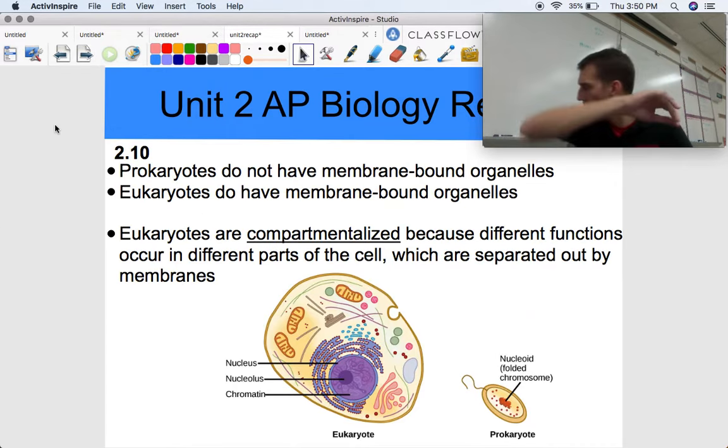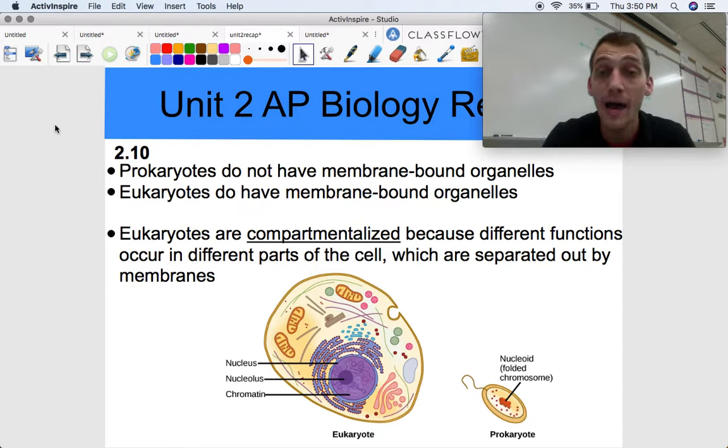Okay, last 2 topics, here we go. 2.10. Going back to the beginning, it's full circle, right? Prokaryotes do not have membrane-bound organelles, as we already said. Eukaryotes do have membrane-bound organelles. The word we use to describe eukaryotes is compartmentalized. They're organized, because different functions occur in different parts of the cell, which are separated out by membranes. Eukaryotes have a lot of membranes. Prokaryotes don't. And that's what makes eukaryotes compartmentalized.